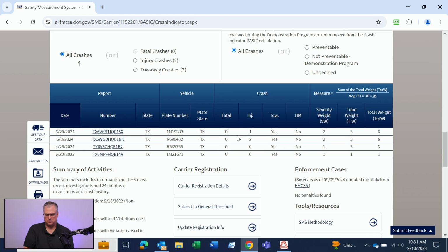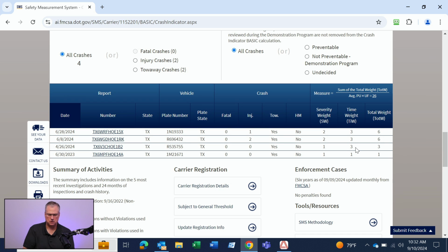And it tells you by each incident, was there an injury? There's 1. There's 2 injuries on this one. Was there a towaway? In each case, there was a towaway. And then here's the severity that we were talking about. This one was the most recent. As you can see, the severity score is a 2, and the time weight score is a 3. So you have 2 times 3 gives you the 6. And then this one had a lesser severity because there was no injuries, and so you just had the towaway, so that resulted in a score of only 3 with the time weight.